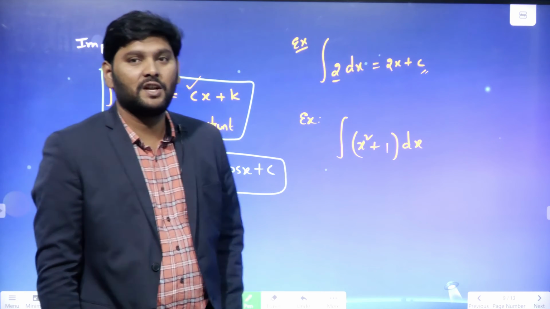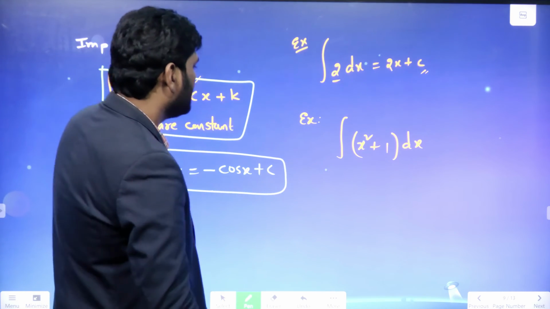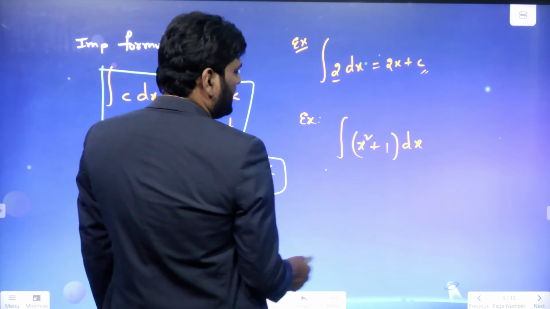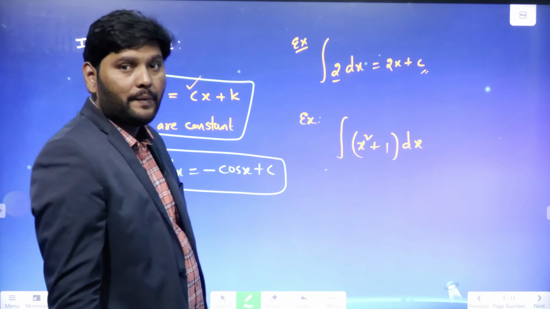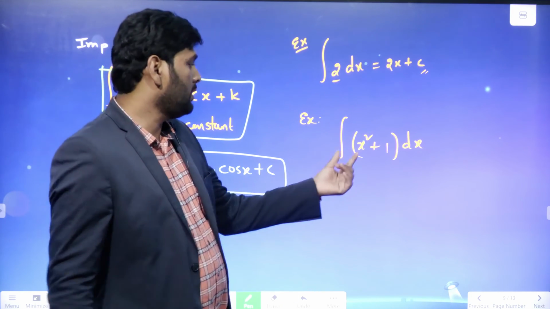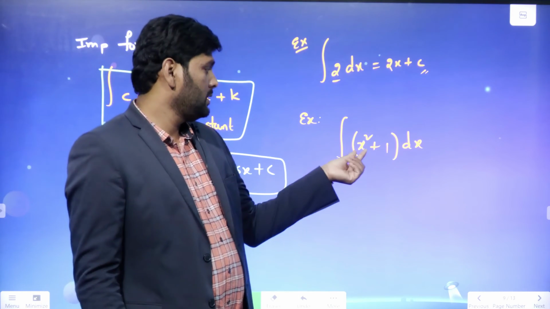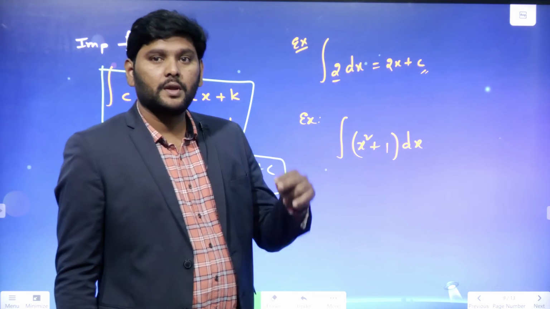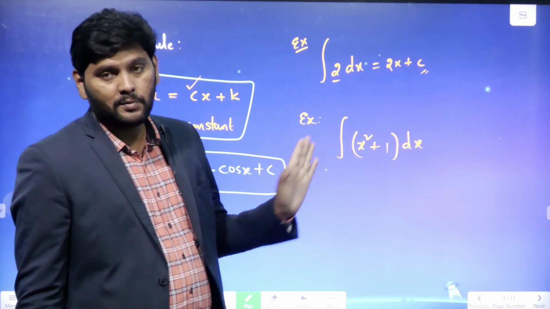How do we solve this kind of function? First of all, apply the operator for both terms. How many terms do we have in this function? Two terms. Now first apply this operator for both terms.